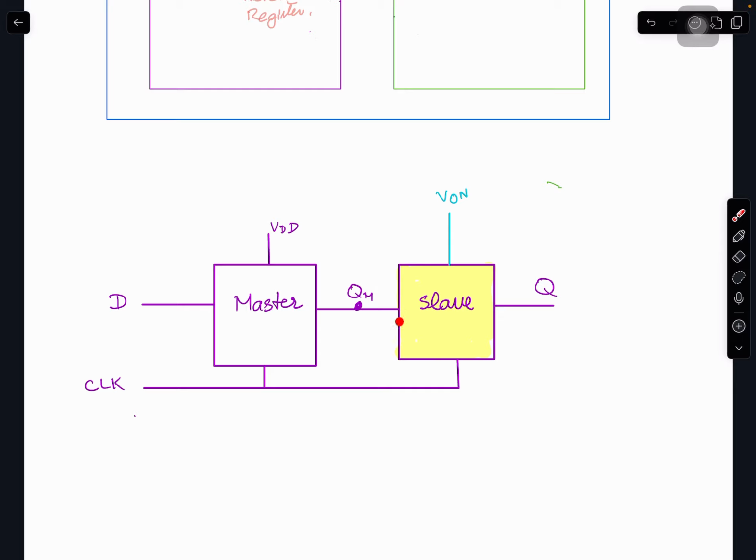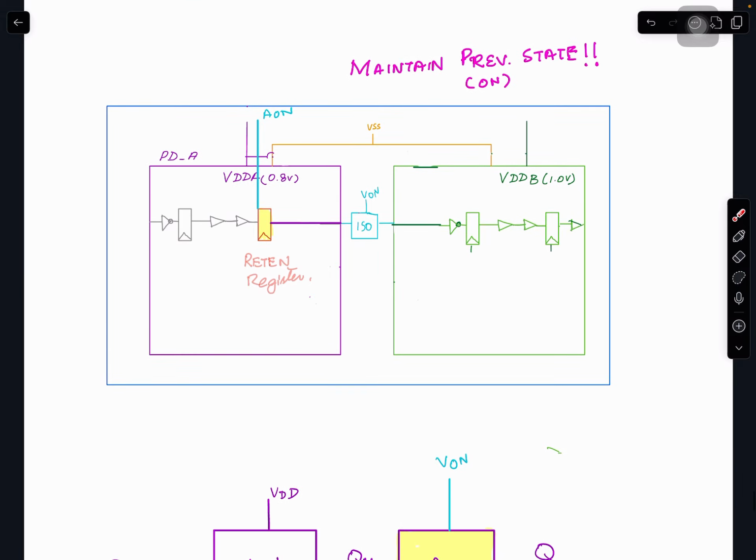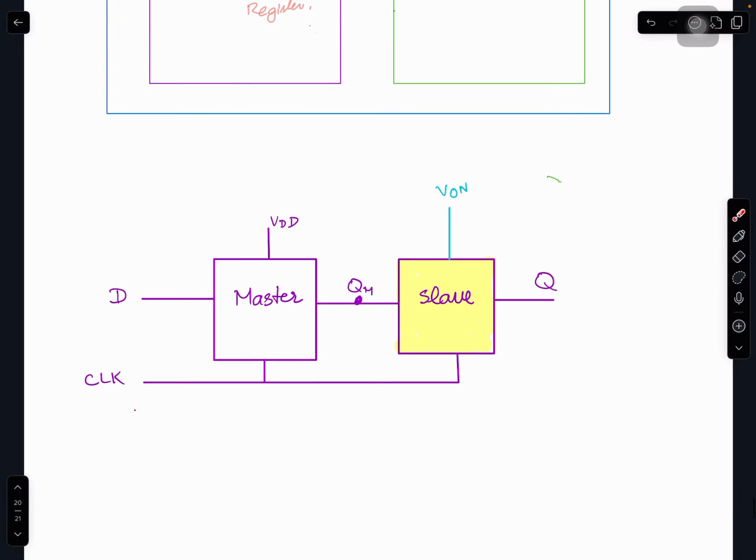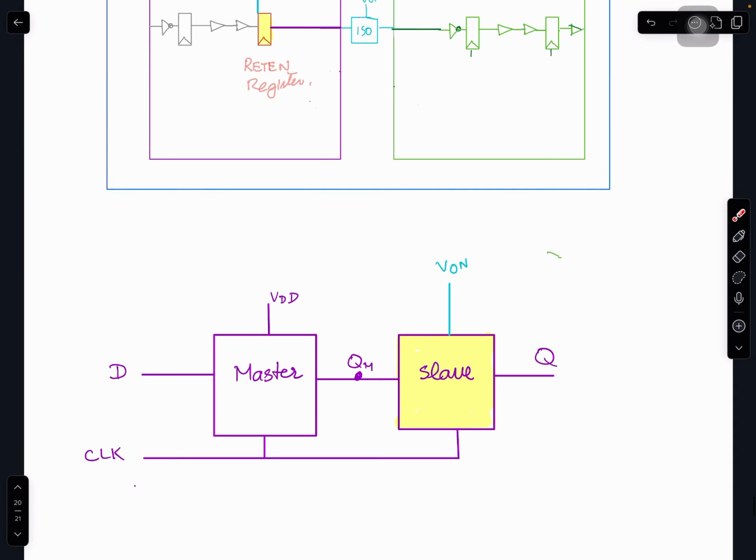Whether they add another isolation cell at the beginning or not, they need to ensure that whatever the logic value of Q was before, it just stays there. That's what I'm representing with this yellow. So: retention flip-flop, isolation, level shifter. Those were the initial concepts that we have covered.